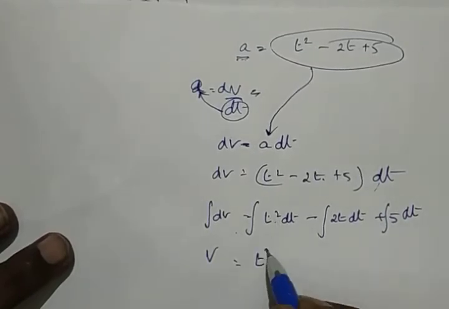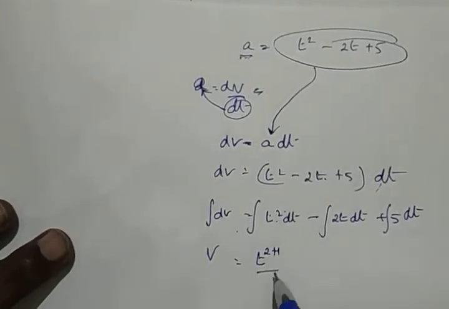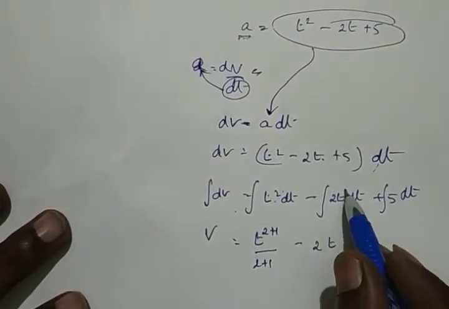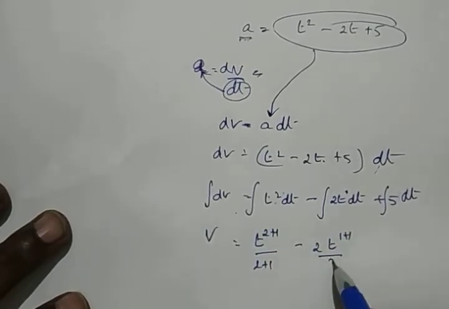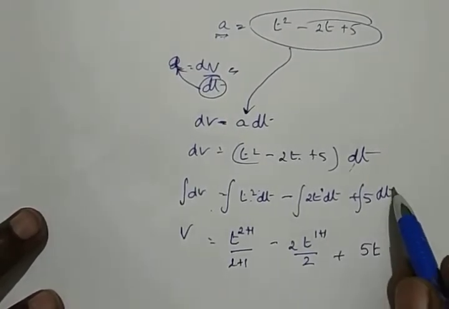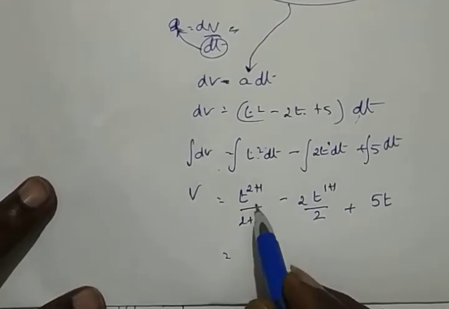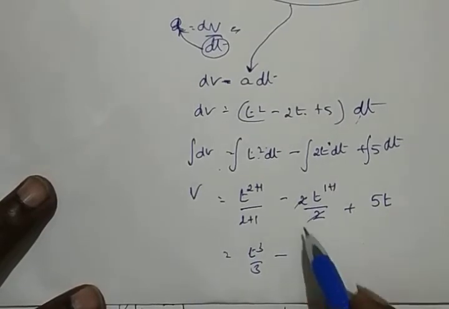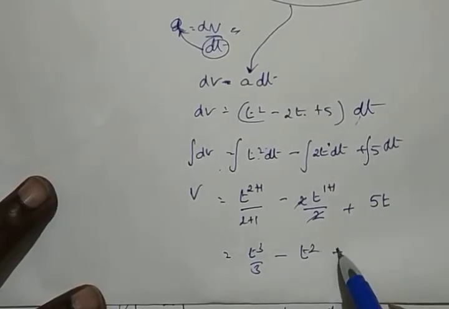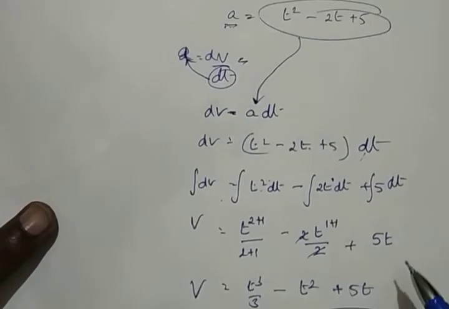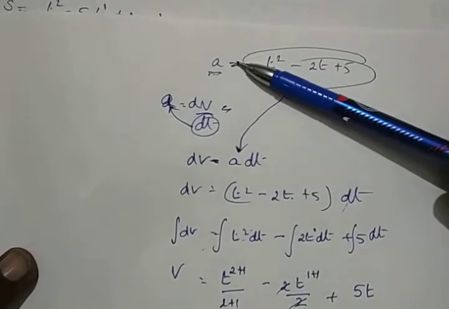t to the power of 2 plus 1, you need to add this 1, upon 2 plus 1. Minus 2t, the power of 1 is there, so 1 plus 1 upon 2. This same power you need to put here. Plus 5t. This will become only t here. So what is the value then? t cube upon 3 minus, this 2 and 2 get cancelled, t square plus 5t. That is velocity. So from acceleration, you can find out velocity.